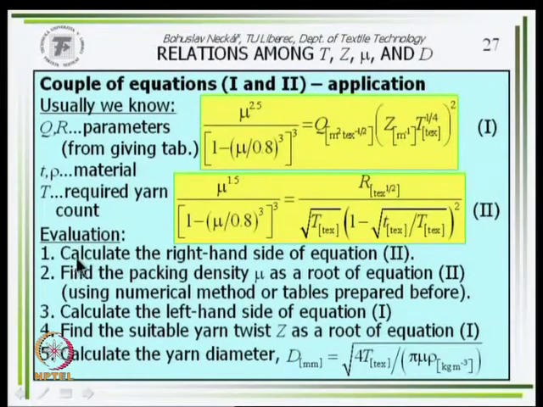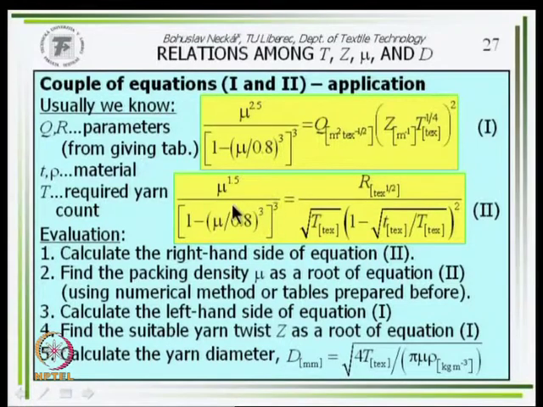At point 1, calculate the right-hand side of equation 2. Is it possible? Yes, without problems. Point 2. Find the packing density mu as a root of equation 2. In other words, find the mu so that the left-hand side gives the same number as our earlier calculated right-hand side, using a numerical method, tables prepared before, and so on.